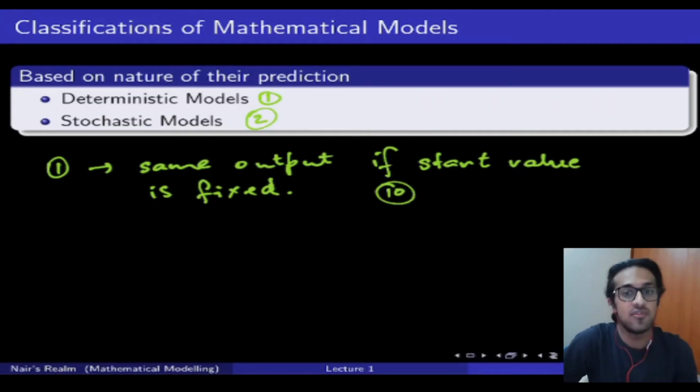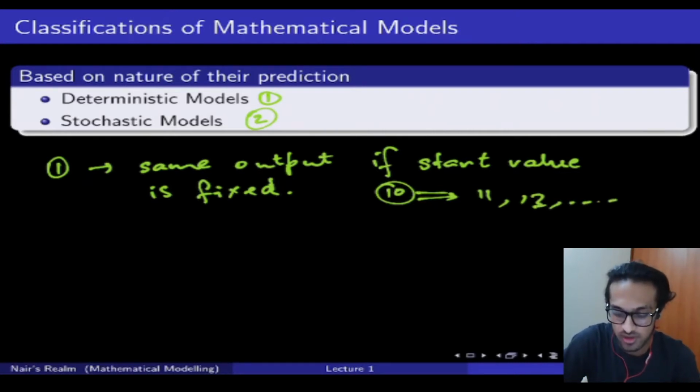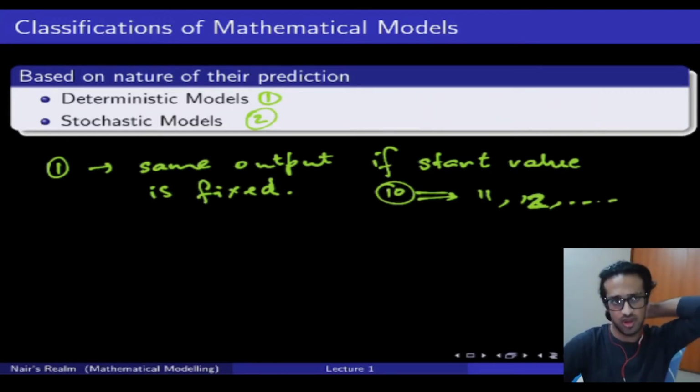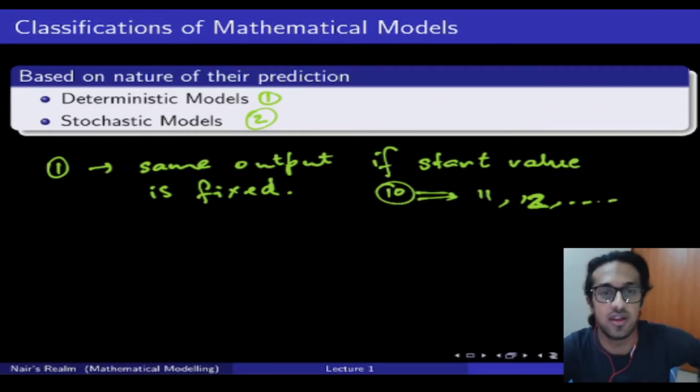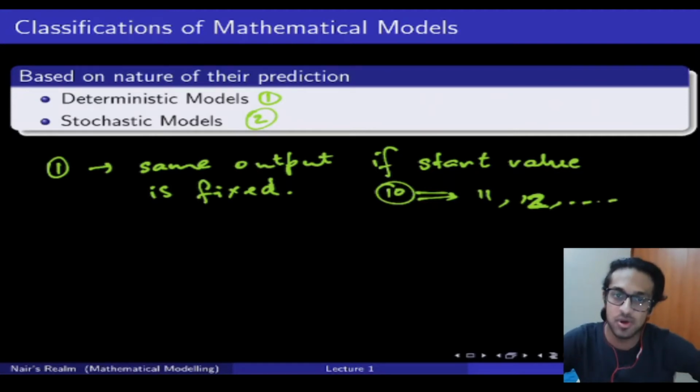The only way I can get different outputs is if this initial value changes to, let's say, 11, 12, whatever it may be. But there is no other way in which I can get a different output. So that makes my model deterministic. It's determined only by the initial value. I'm just giving an initial value, which is 10. So in my particular example, the only way this deterministic model changes is if the initial value changes.